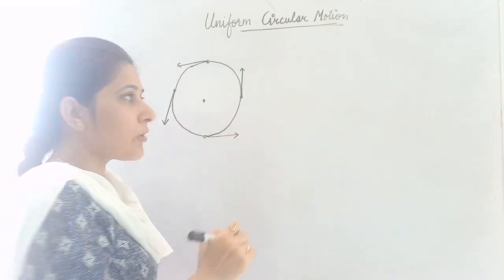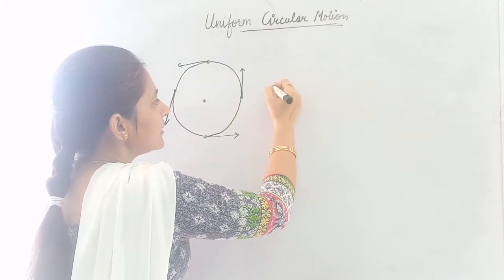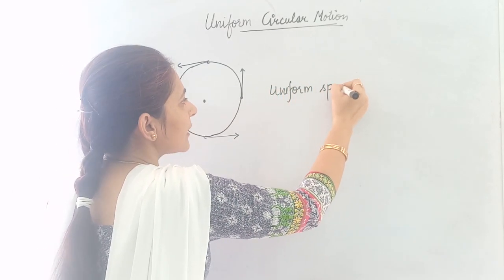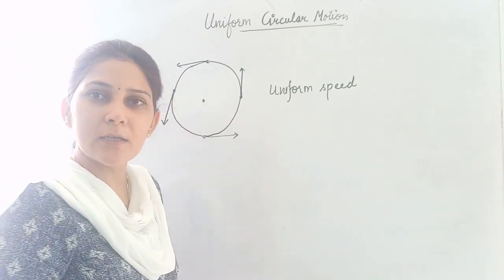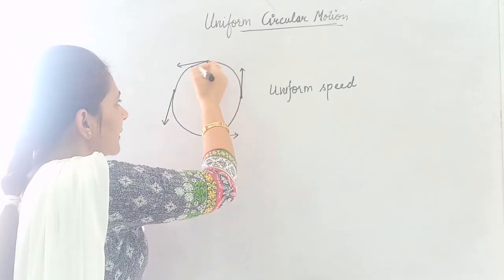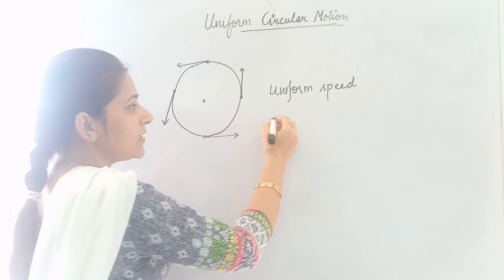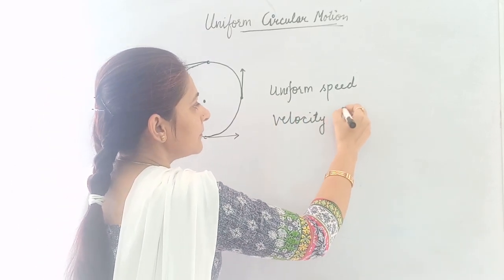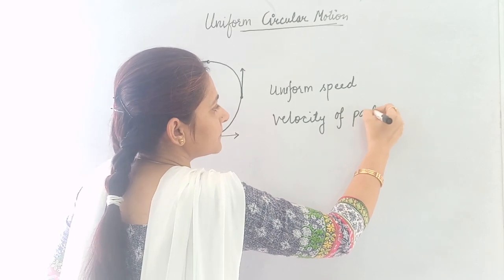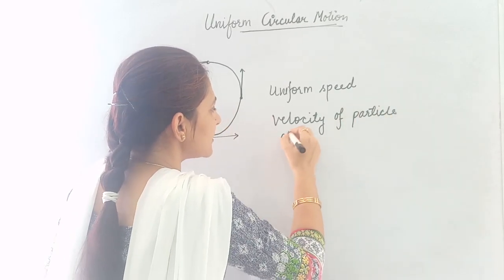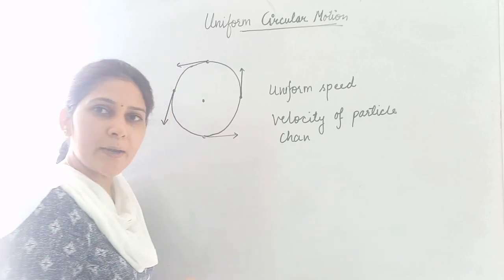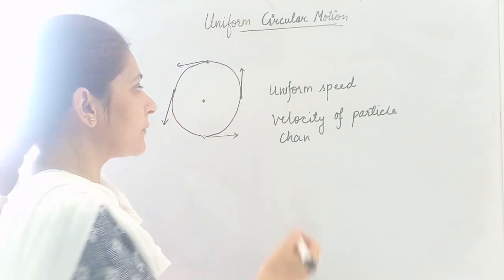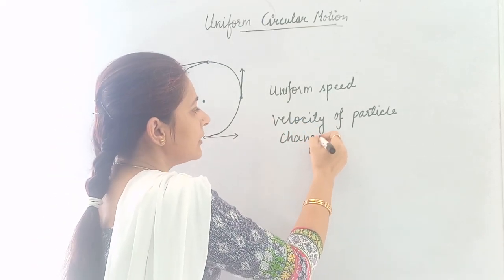What can we conclude from here? I told you the particle is moving with uniform speed in circular motion, but at every point the direction of the particle changes. That means the velocity of the particle changes. Why? Because velocity is a vector quantity, it depends on direction, and direction is changing at every point.